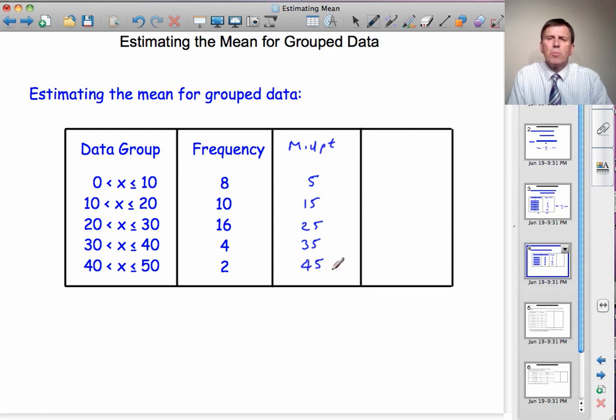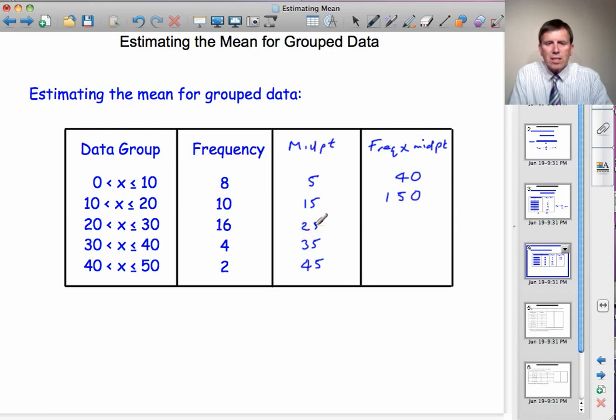And now it's a bit like we were doing in the previous example. Imagine these 8 bits of data were all 5. Then what would they contribute to the total? 8 lots of 5. So in this column, we multiply the frequency by the midpoints. And it's always the same actions we carry out. 8 times 5 is 40. 10 times 15 is 150. So all we're really saying is these 10 items here, if they average out at 15 each, they would contribute 150 to the total of the data.